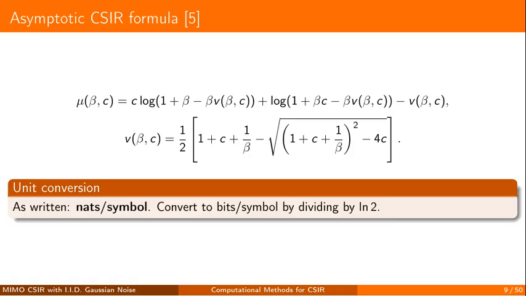A short remark on units. As written, the formula returns capacity in nats per symbol. To convert to the more familiar bits per symbol, we divide by the natural logarithm of 2.